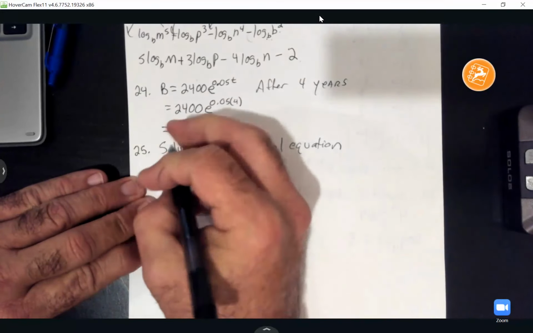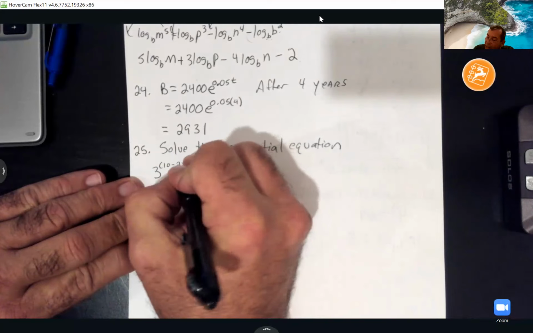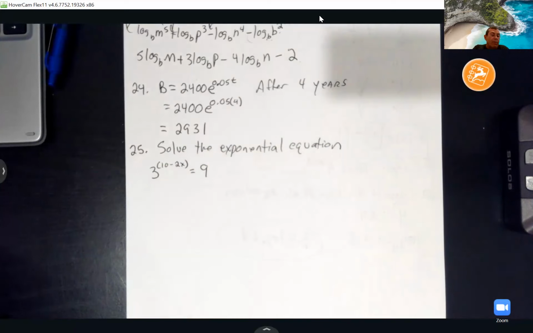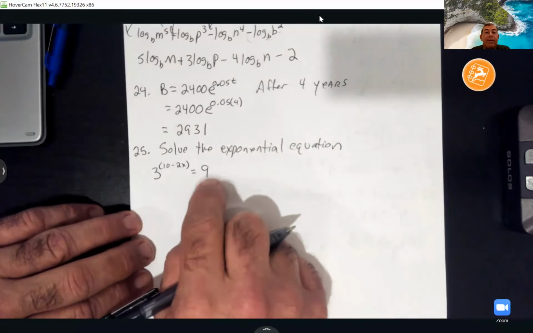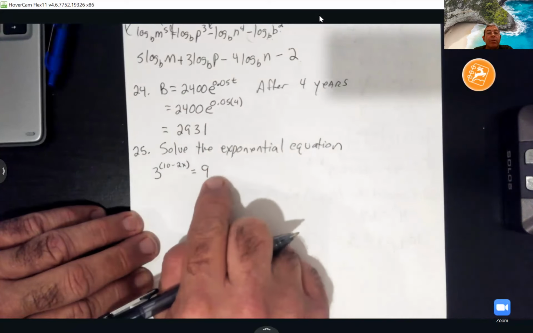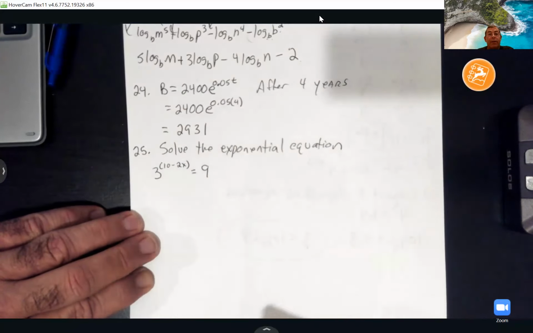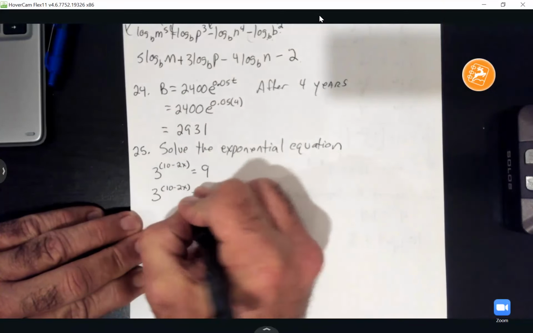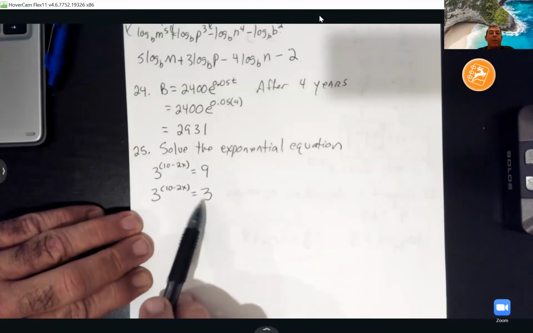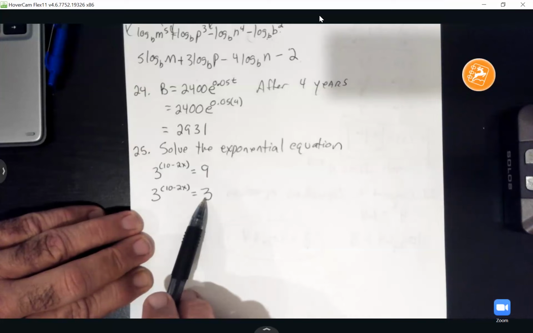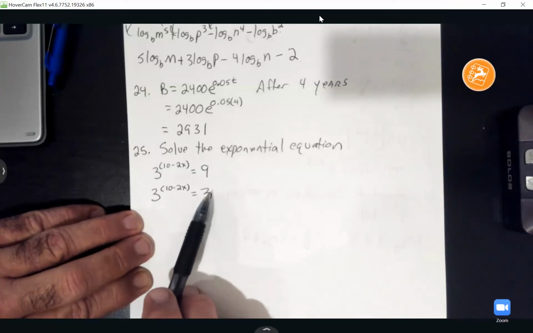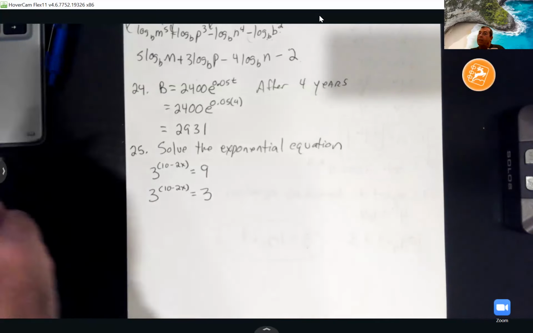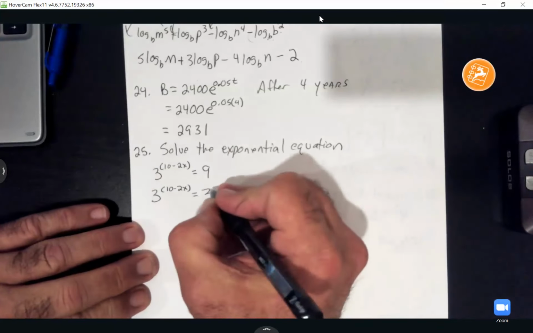So I got 3 times 10 minus 2x equals 9. If you remember the first one on the review I did, you could rewrite the number using the same base. Can y'all rewrite 9 using a 3? What exponent would I put there to make that 3 look like a 9? Well, if you put a 3 there, you got 3 times 3, so it'll be 2.